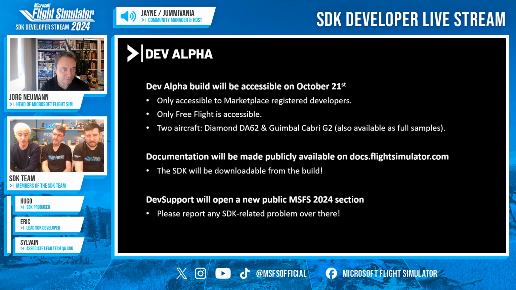In this build, you'll have access to the whole dev mode, to the documentation, to the SDK, the samples, the plugins, etc. You'll be able there to test your sceneries, your aircraft in free flight. We're providing 2 aircraft samples that you can fully look at and try to use to understand our technologies, which are the Diamond DA62 and the Gimbal Cabri G2.